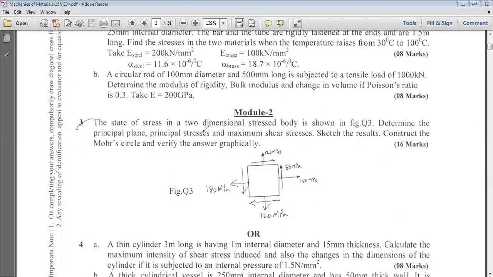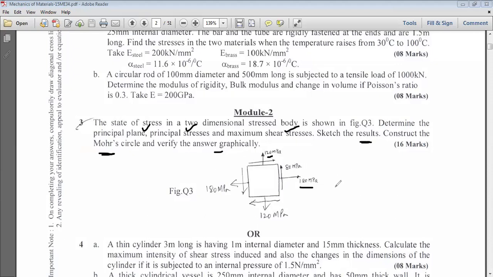The state of stress in a two-dimensional stressed body is as shown in the figure. We need to determine the principal plane, principal stress, maximum shear stress, and we need to sketch the result. And we need to construct the Mohr circle to verify the answer. For this, we have a two-dimensional plane body which is subjected to tensile stress of 180 megapascal and 120 megapascal along with the shear.